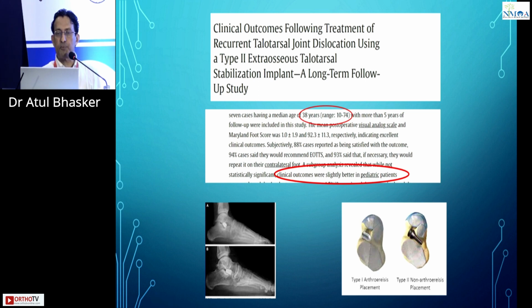The results of this procedure, what is called the extraosseous talotarsal stabilization, they have done for children as well as adults. The best results are seen in children because in adults there are several other secondary joint problems. So they found that the outcomes are better in the pediatric population, and that's the population which we see, adolescent children with foot pain.